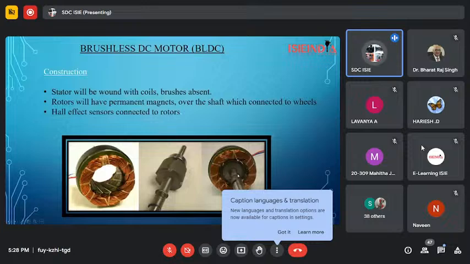And the Hall effect sensors are connected to the rotor. There are 3 Hall effect sensors connected to the rotor to detect the rotor's position. At what position north is there, at what position south is there. So for the permanent magnets which are placed on the rotor, we need to define the rotor's position. To define that rotor position, we are using Hall effect sensors here.